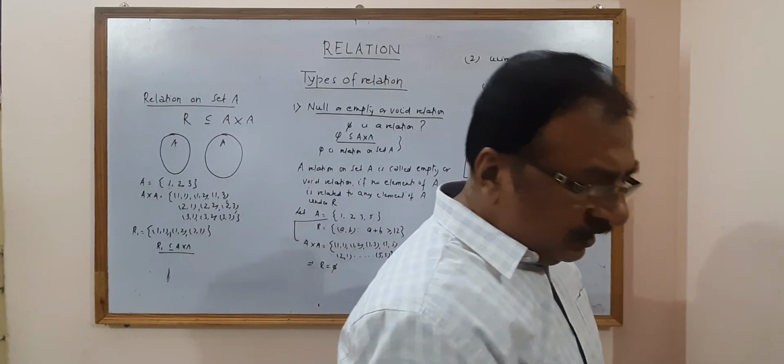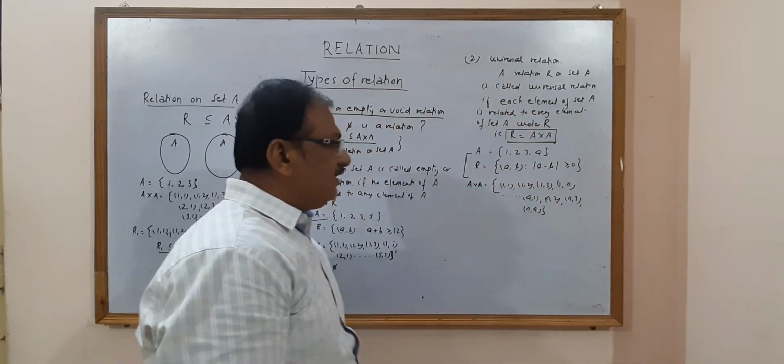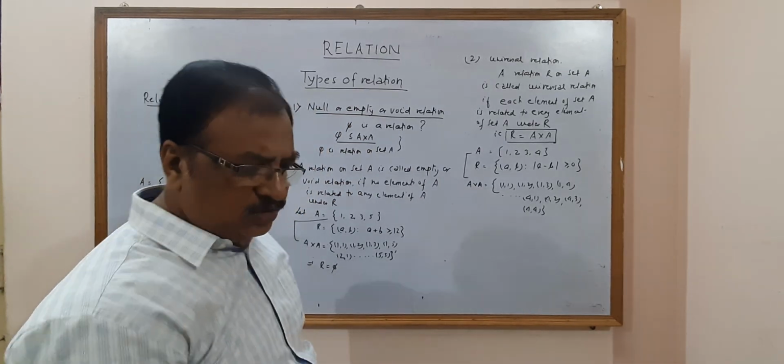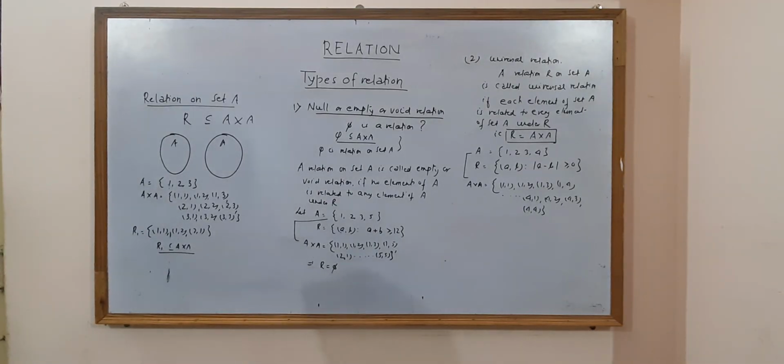Now let us do the third type of relation, that is the identity relation. That is also most important.